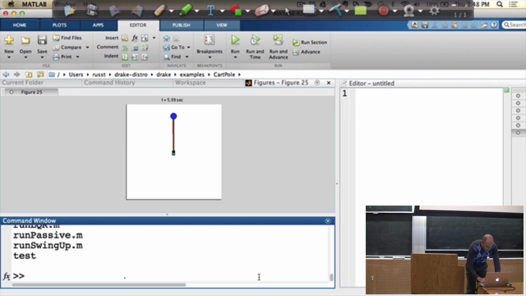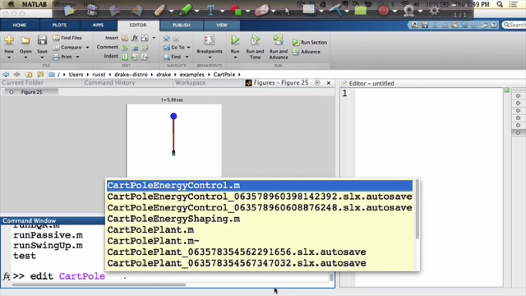Now, as you can imagine, there's an equivalent story for the Acrobot, but we're going to let you do that for your problem set. Okay. So I'm showing you the cart-pole, but we'll let you do the Acrobot.